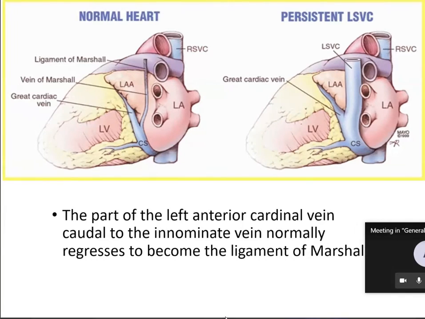This is a normal heart where there is a vein of Marshall or the ligament of Marshall. This is atretic. Sometimes you can see the oblique vein, as you have seen in this patient, and sometimes it persists. This is the persistent left SVC. It is a part of the left anterior cardinal vein, which leads to the persistent left SVC. So you have to know the left anterior cardinal vein.